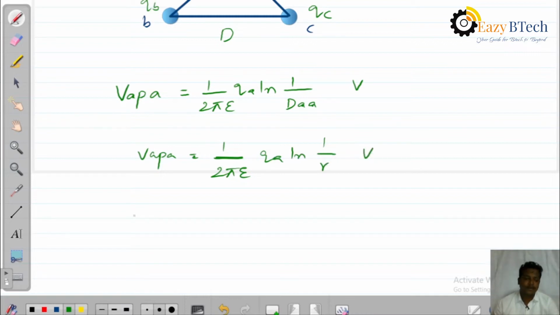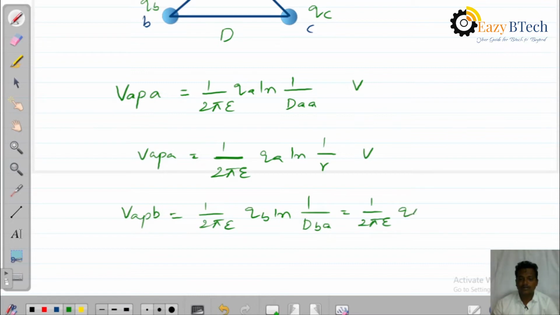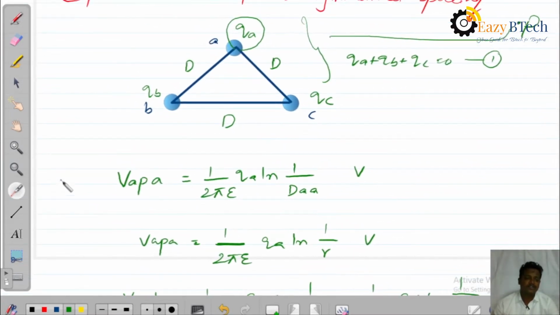Next, I am calculating VAP due to the charge of B. It is 1 by 2 pi epsilon QB ln 1 by the distance from B to A. Observing the diagram, the distance from B to A is D.